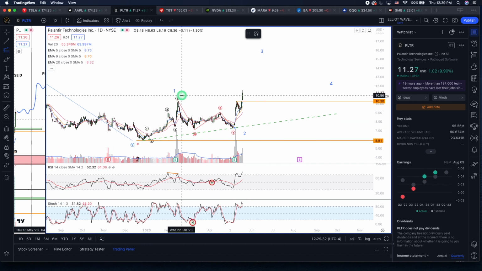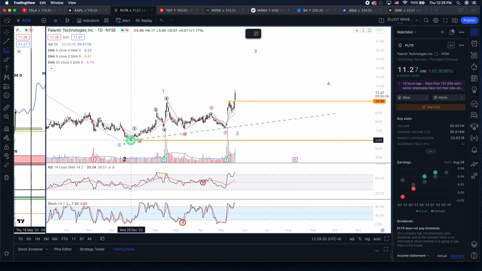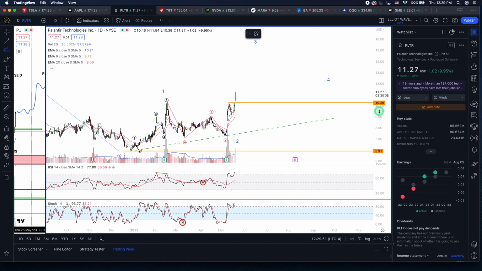obviously this was our first wave, as you guys can see, going back to our December lows. We had a 5-wave move up. This could also possibly be counted as a 3-wave move up, in which case, if this is a 3-wave move up, then we could be expecting a 3-wave move here. I don't think that that's the case with Palantir, right?